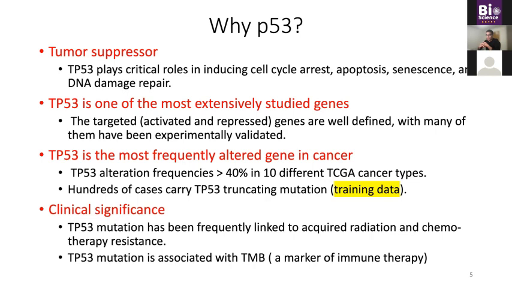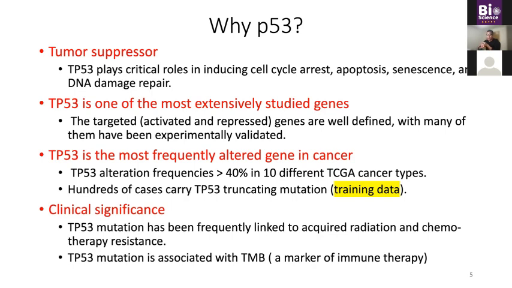Another interesting observation is P53 is the most frequently mutated gene in many different cancer types. I will show you later. In general, the mutation frequency is over 40% in more than 10 different TCGA cancer types. Another thing I will show is we have a lot of cases carrying the P53 truncating mutation. Truncating mutation makes the protein incomplete, so that is totally loss of function. This can be used as training data in our model.